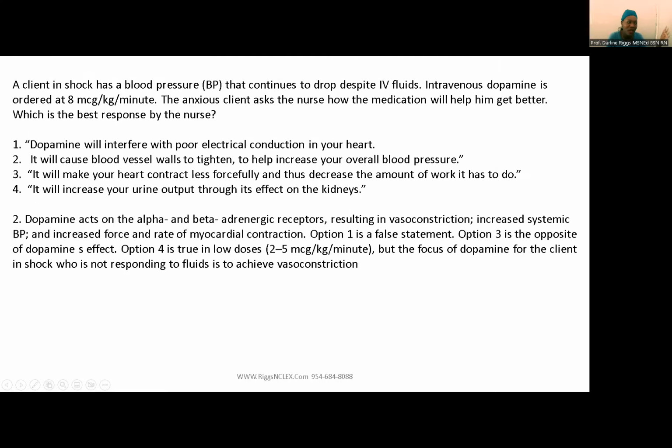So hopefully you went with number two. So dopamine acts on the alpha beta adrenergic receptors, causing vasoconstriction, but you're not going to use the word vasoconstriction. Instead, to the client, you're going to say tightening of the walls, because they'll understand that. Okay, increase systemic BP and increase force and rate of myocardial contraction. One is not true. Three is the opposite. Four would be for what? Diuretic? Yeah.